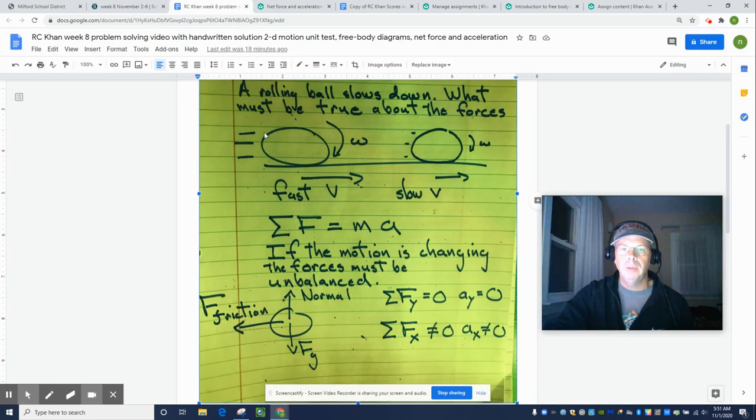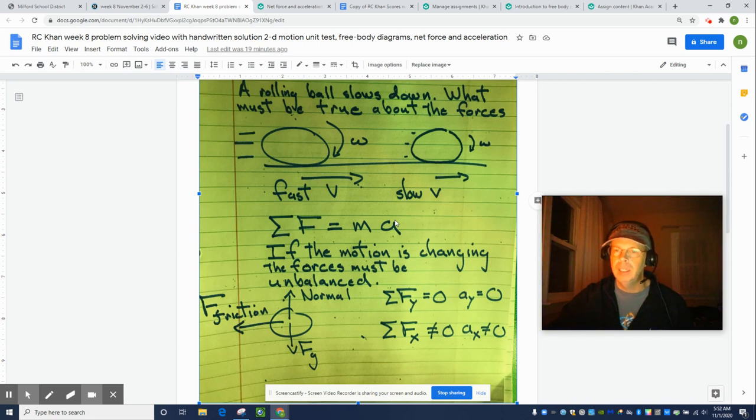Well, here's my little diagram. We have our rolling ball, big angular velocity going down to a small angular velocity. And like I said, the first decision you have whenever you encounter Newton's laws problems is, is the system in equilibrium? Is it not in equilibrium? If it's in equilibrium, there is no acceleration. That is, the sum of the forces is zero.